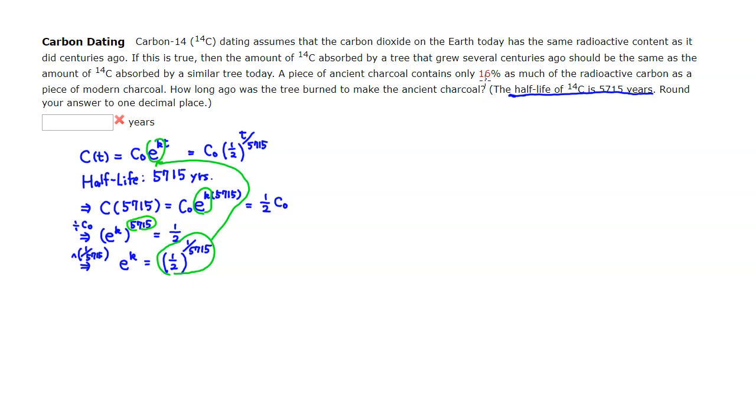Then using the fact that this charcoal has only 16% of the original amount, we're going to set C of t equal to 0.16, or 16 over 100, times the original amount, which is C0. Then we just have to solve for t. Again, first thing is C0 is on both sides, so we can divide through by C0. So we have 1/2 raised to t over 5,715, and this is equal to 0.16.